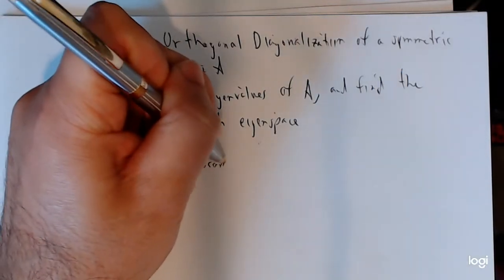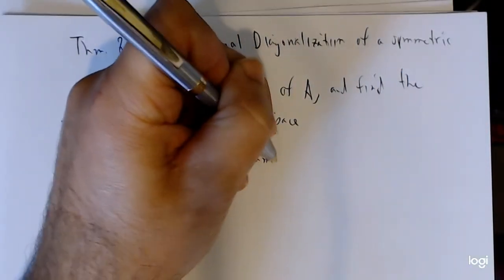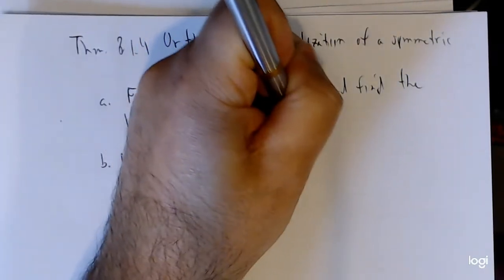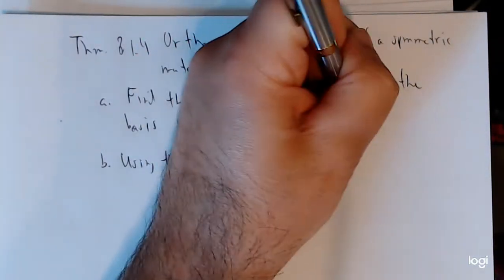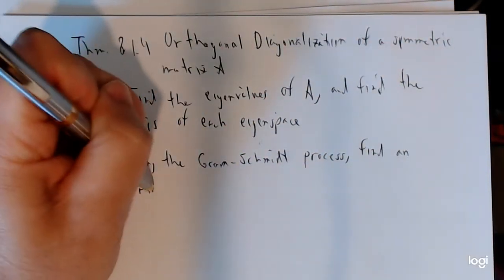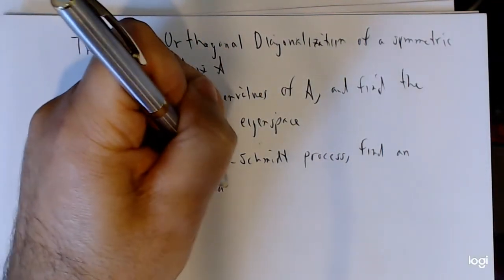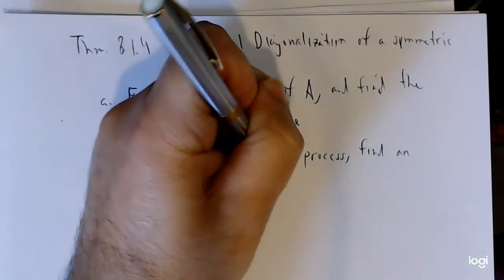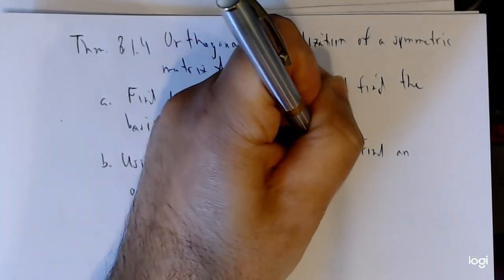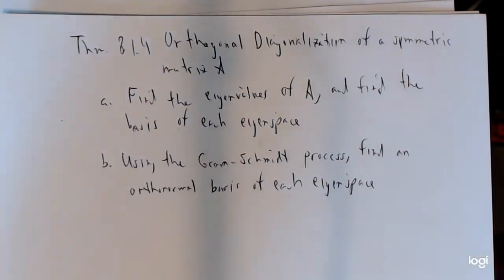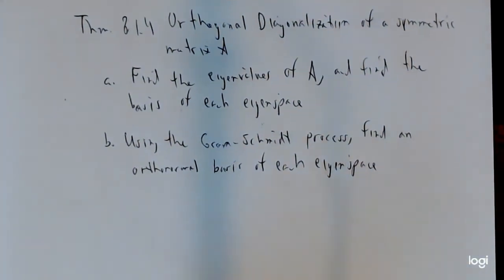So using the Gram-Schmidt process, find an orthonormal basis of each eigenspace. Okay, and then once we have that, once we've done part B, or if we skip part B, if we don't need to do this, then we can form our orthonormal eigenbasis.